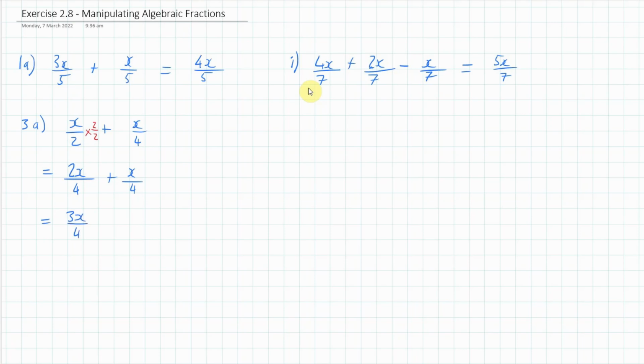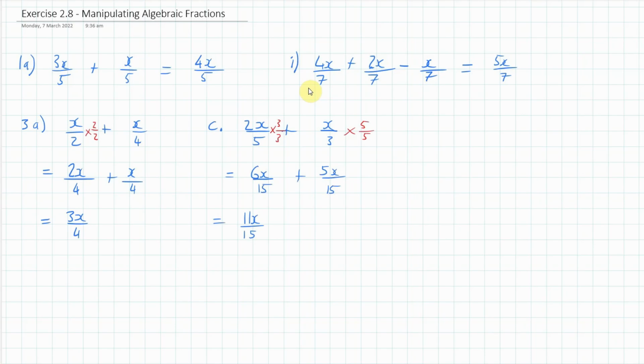Okay, let's try another one. Sometimes you're going to get something like c, where you have fifths and thirds, and you can see that neither of these goes into the other. Like, we can't get that 3 into 5 evenly. So this is a situation where we're just going to cross multiply. So we multiply this one by 3 over 3 and this one by 5 over 5. And that gives us, in our second line, 3 times 2 is 6, so 6x over 15, and the other one, 5x over 15. And when we add those together, you can see that we have 11x over 15, and that will be our final answer.